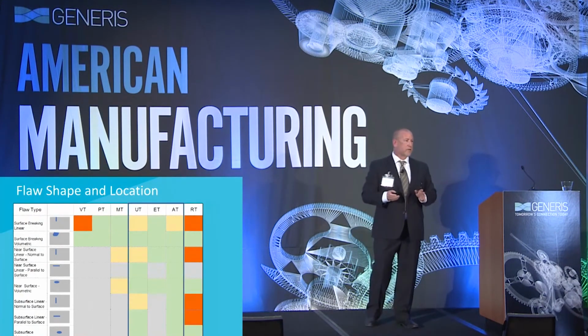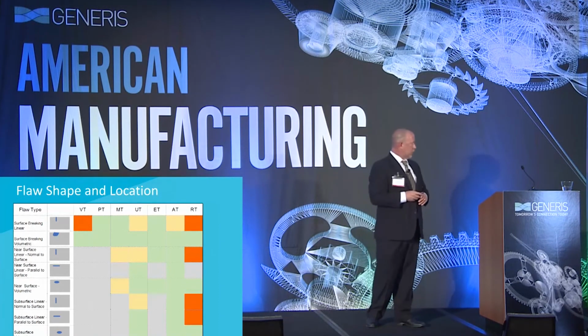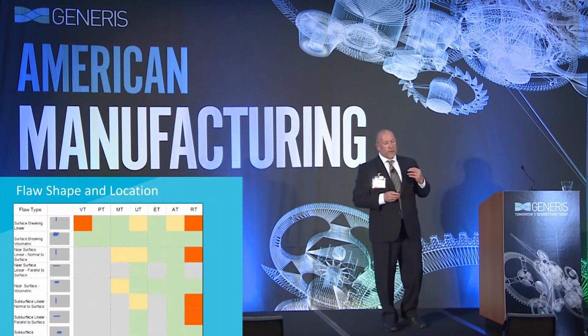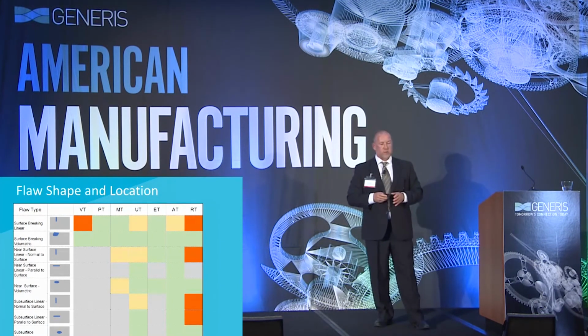So here is the gist of it. If you look at this slide, look at the legend. Down the left-hand side, you see the different types of flaws and locations of flaws. Across the top, you see the various disciplines. Green and yellow color, ideal or well-suited. Gray color, can't detect that type of flaw with that technique. And orange color, which is supposed to be red, not well-suited.